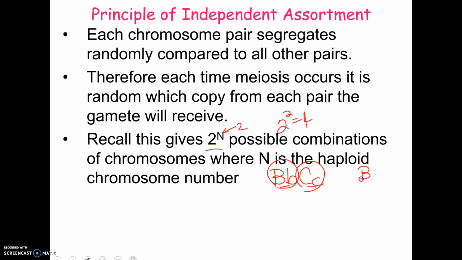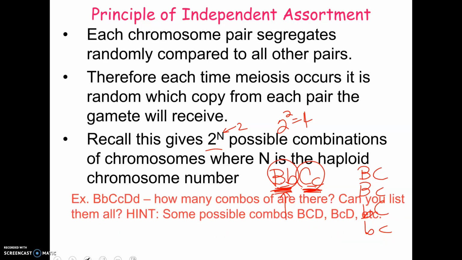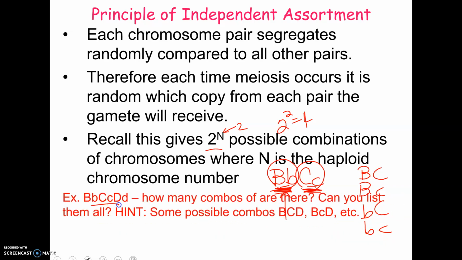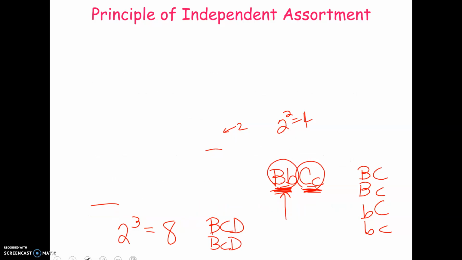It could give big B with big C. It's going to randomly give a copy of B and a copy of C. Or it could give big B with little c, or little b with big C, or little b with little c. Those are all the possible outcomes when they randomly, through meiosis, give 1 copy of this chromosome and 1 copy of this chromosome. So this one would actually be 2 to the 3rd, or 8 possibilities. And you could write them all out. They could give big B with big C with big D, big B with little c with big D. It's all the possible genes that could be given to a sperm or an egg in meiosis. That's what they're talking about here.